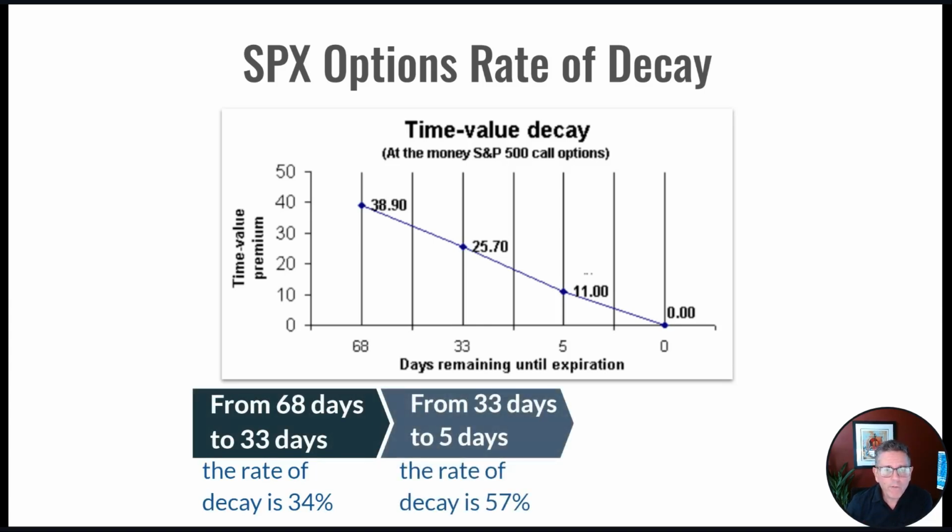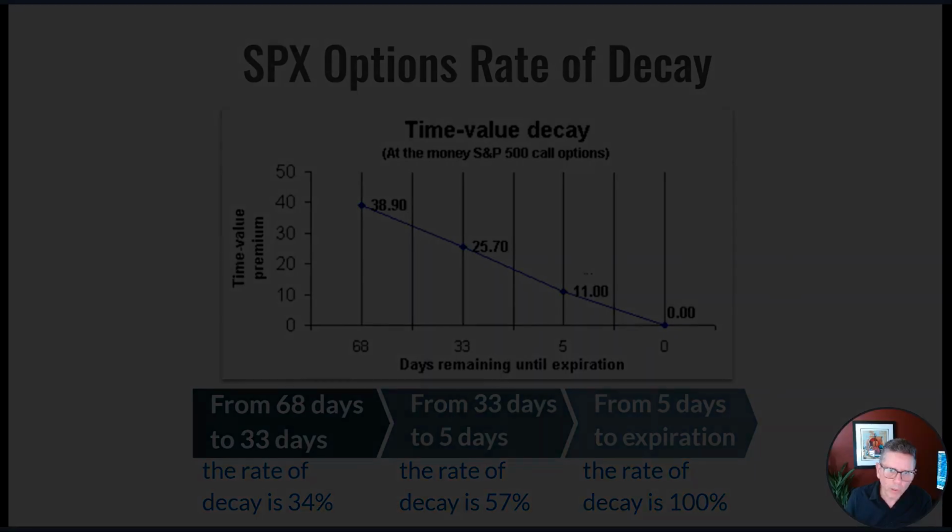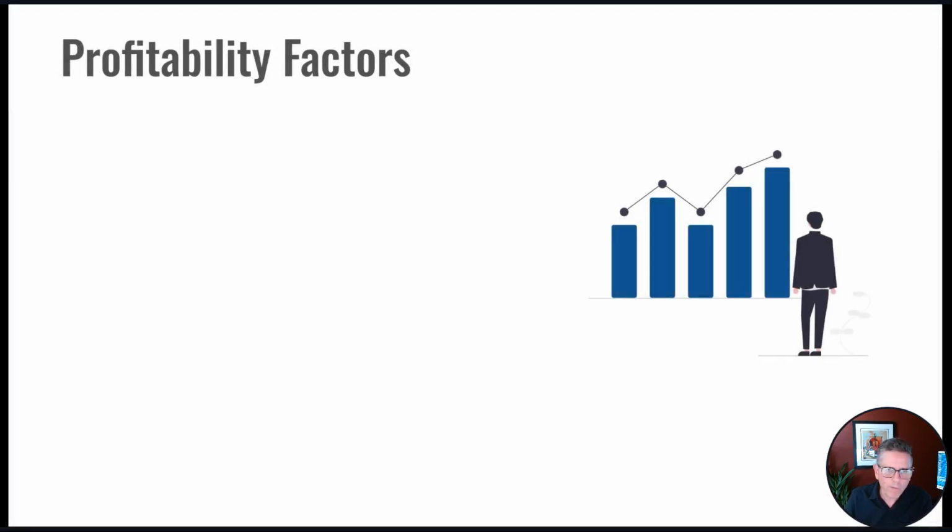The rate of decay from 33 days to 5 days is 57%. And from 5 days to expiration, the rate of decay is 100%. Okay, and so you can see here that when you sell options, it's helping you. The decay is actually helping you to become profitable.